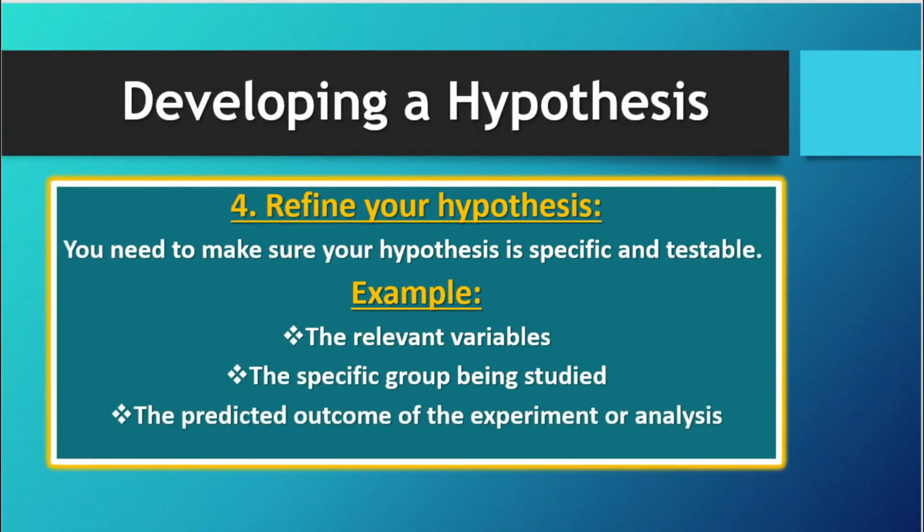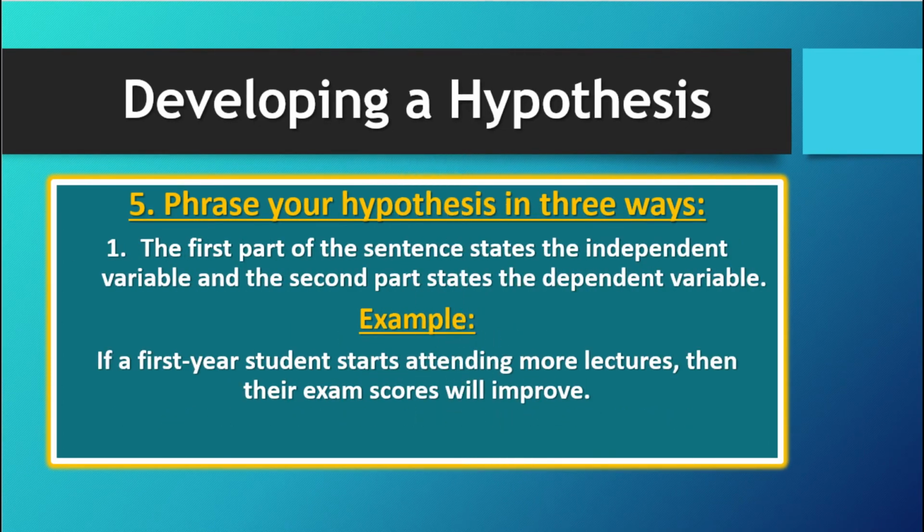Fourth point is to refine your hypothesis. You need to make sure your hypothesis is specific and testable. There are various ways of phrasing a hypothesis, but all the terms you use should have clear definitions, and the hypothesis should contain the relevant variables, the specific group being studied, and the predicted outcome of the experiment or analysis. Fifthly, you have to phrase your hypothesis in three ways.